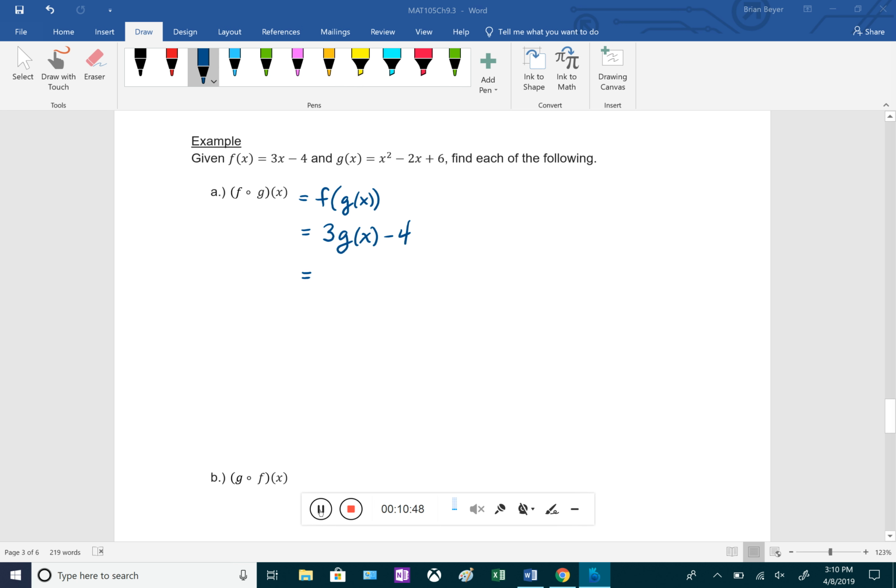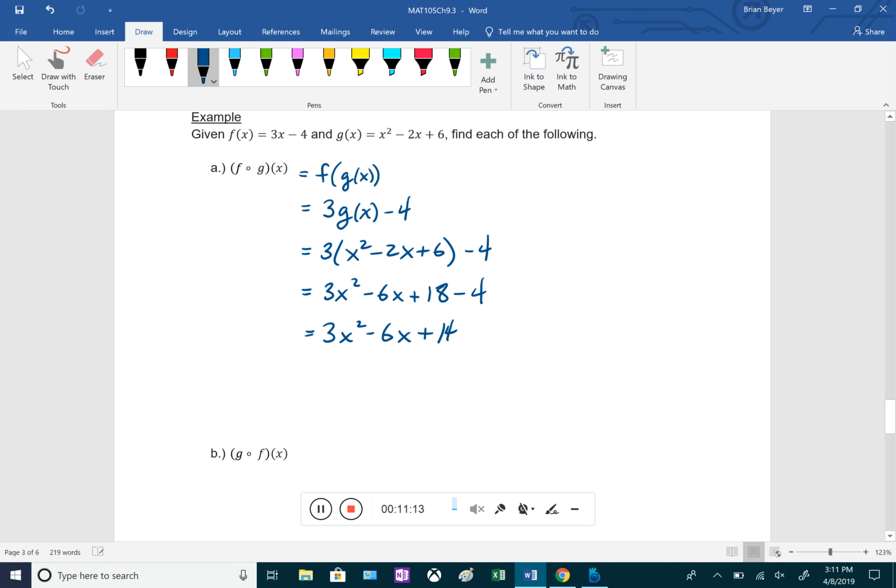And now we can actually plug in g of x. We can plug in x squared minus 2x plus 6 in parentheses. And now we just have to simplify. So distribute the 3, we get 3x squared minus 6x plus 18 minus 4. Combine like terms, 18 minus 4, we get positive 14. And that's our answer for f of g of x.